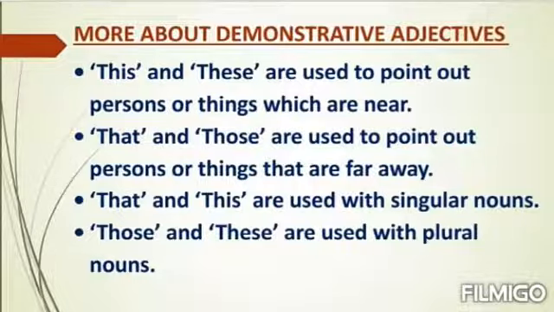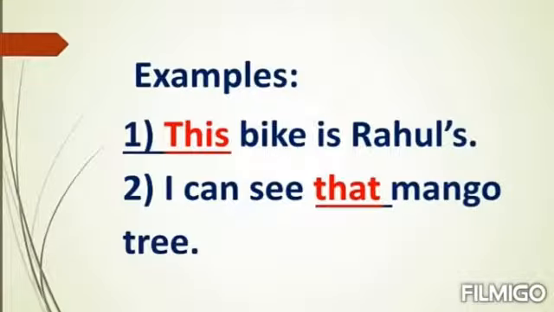Let's take some example of demonstrative adjectives. This bike is Rahul's. In this sentence, the adjective this tells us which bike. I can see that mango tree. In the second sentence, that is an adjective and it tells us which mango tree.